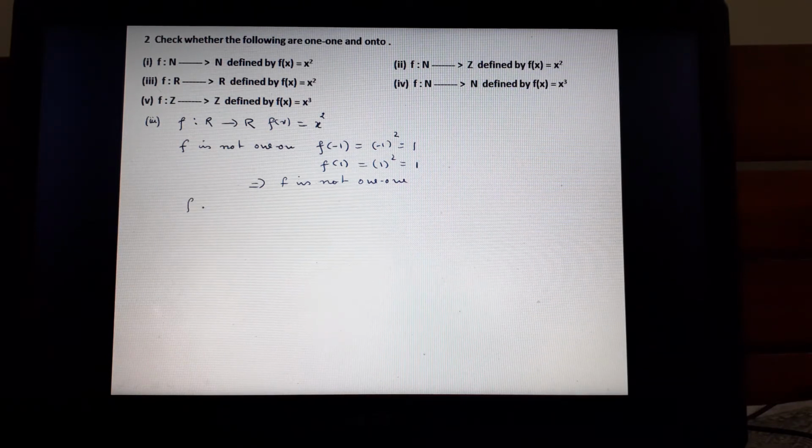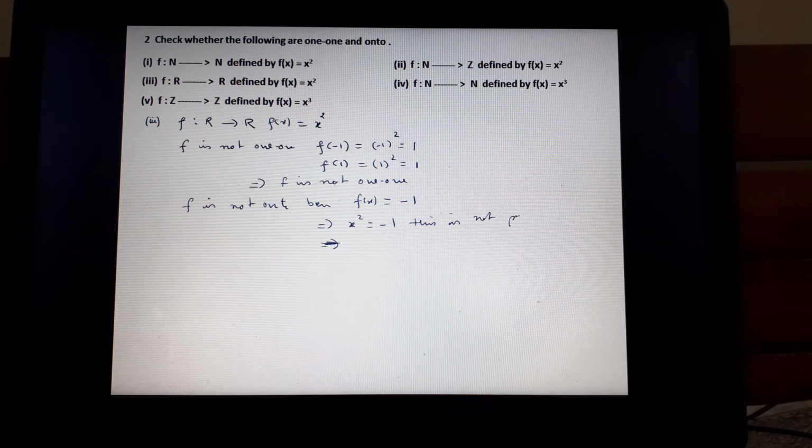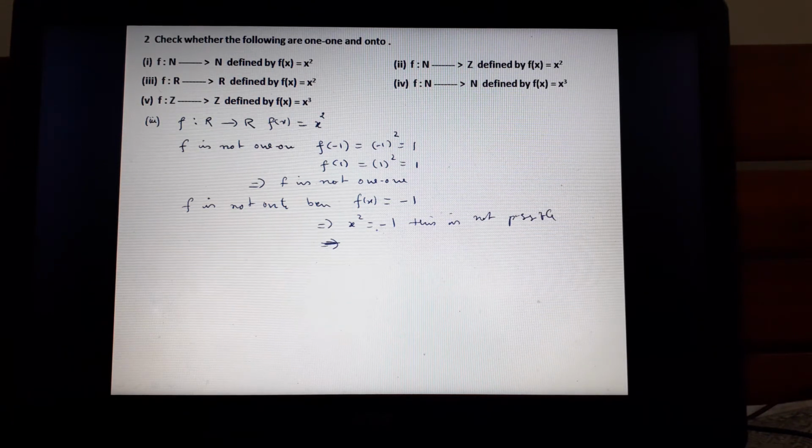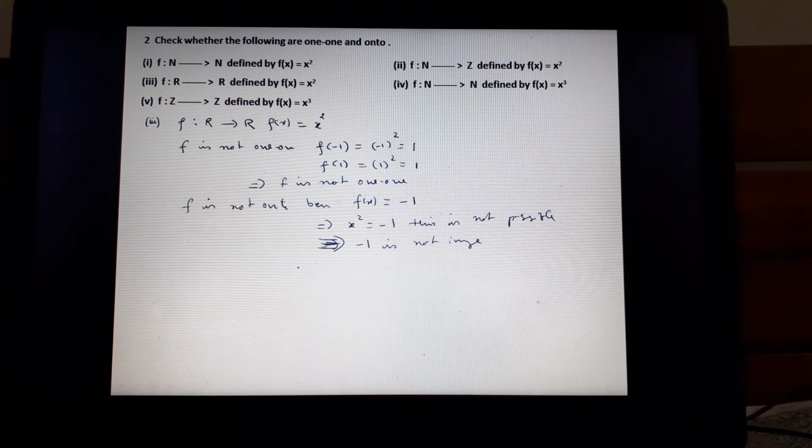So we can write this way, f is not onto because f of x equal to, for example, minus 1 indicates x square equal to minus 1. This is not possible, as the square of a real number cannot be negative. This implies minus 1 is not an image. Minus 1 belongs to the codomain. So therefore f is not onto.